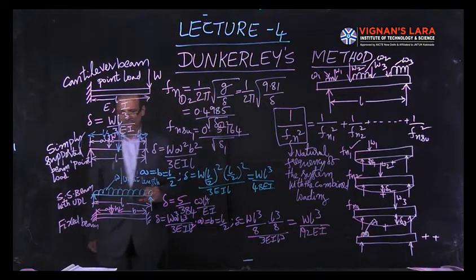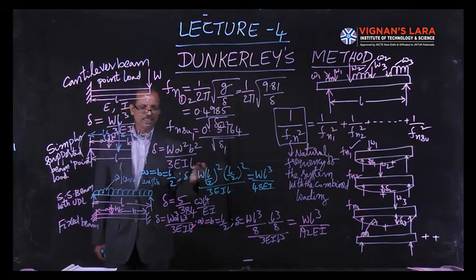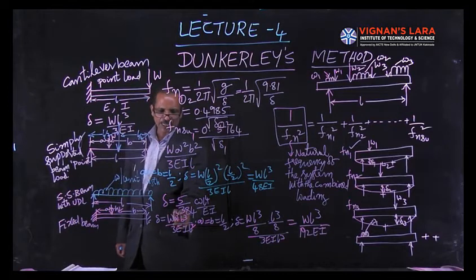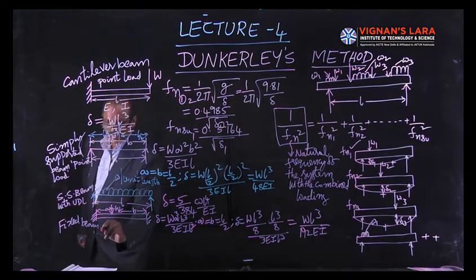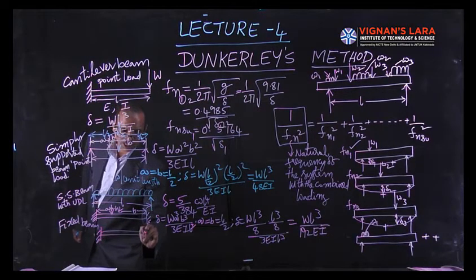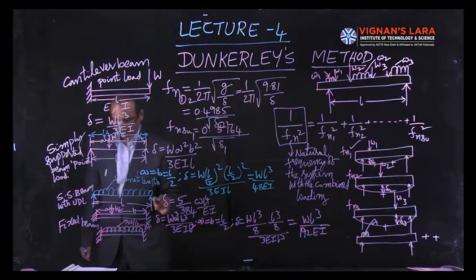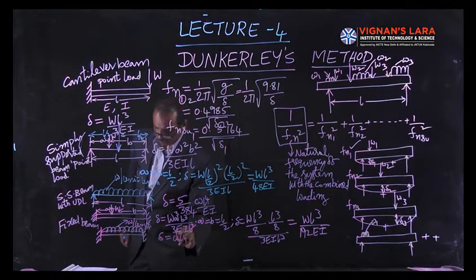So that is the case of a fixed beam with a point load at the center. If it is at a random position, where A is different from B, then it is W A cube B cube by 3EIL cube. Similarly, a fixed beam with UDL, W per unit length. In that case, the value of delta is equal to W L to the power of 4 by 384 EI.